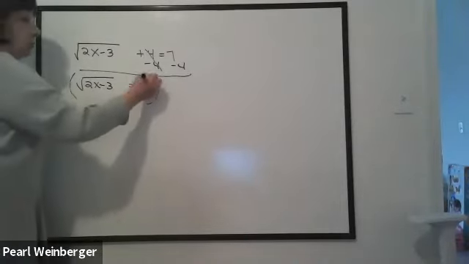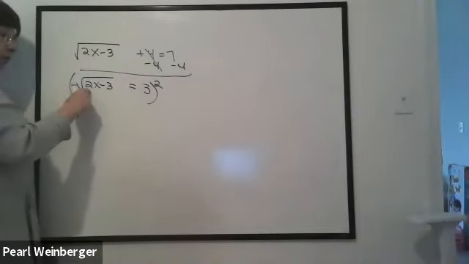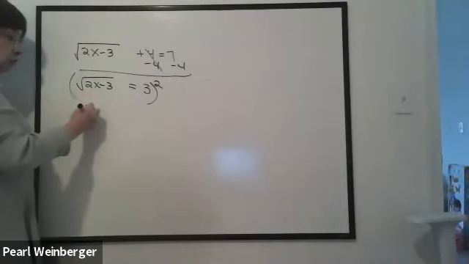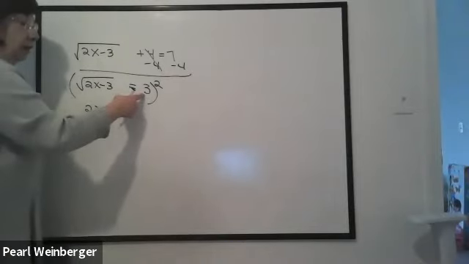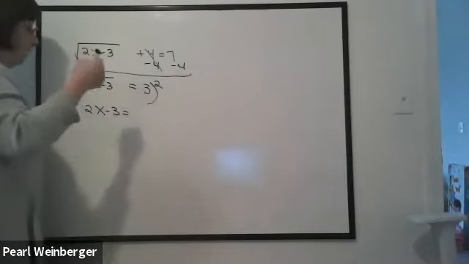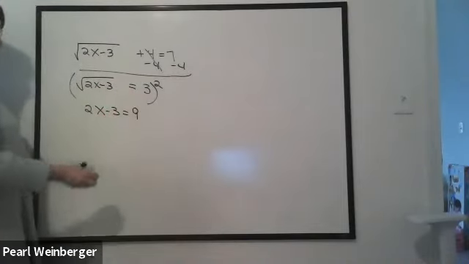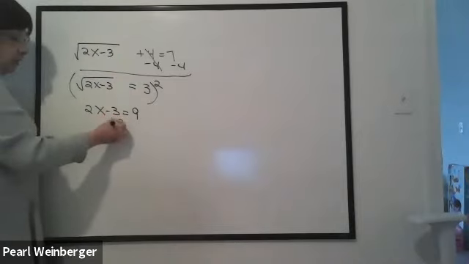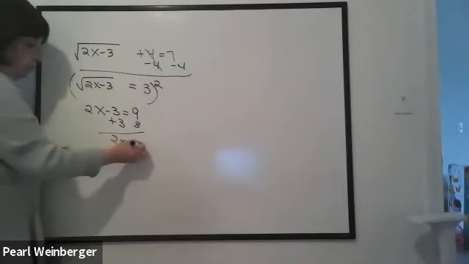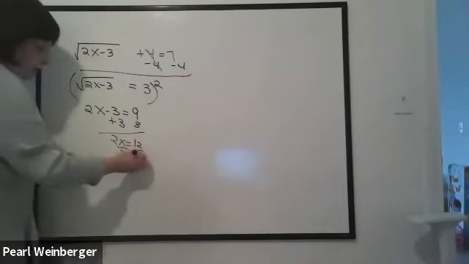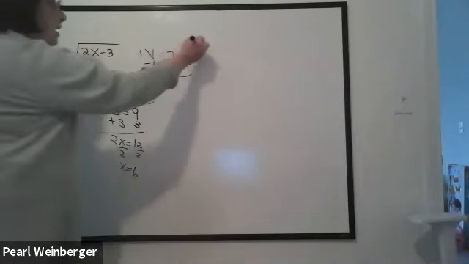Now I can square both sides. When I square the side that has the radical, that just removes the radical and gives me 2x minus 3. Over here, when I square it, the 3 is not in the radical, so I have to actually multiply it out. 3 times 3 is 9. And now I have a regular equation to solve. I add 3 to both sides, which gives me 2x equals 12, and divide by 2, and it gives me x equal to 6. Remember to check.